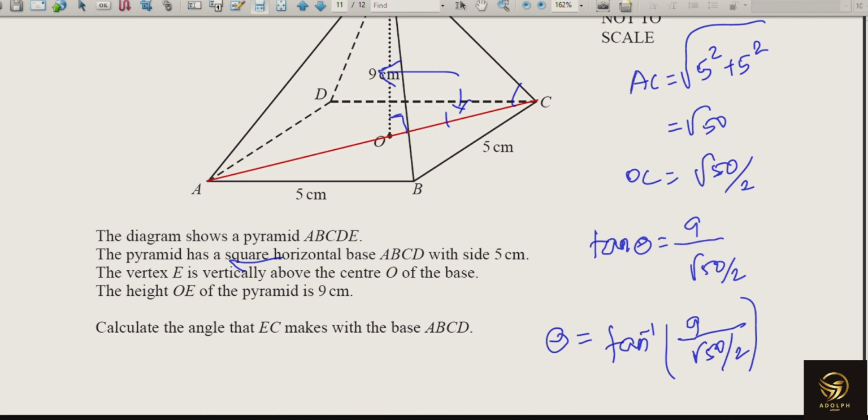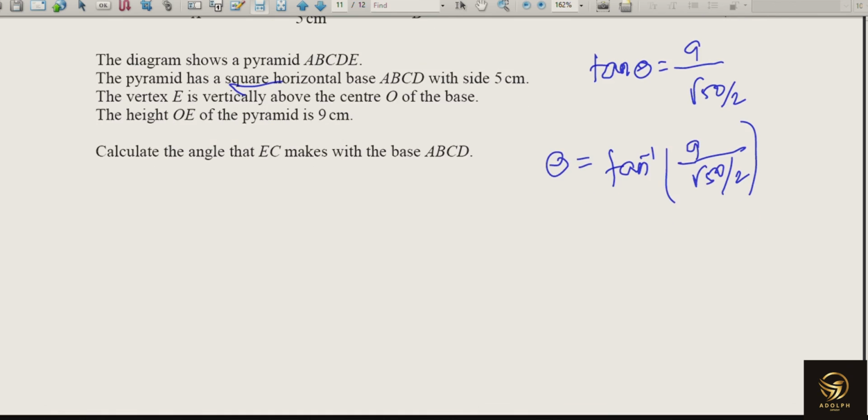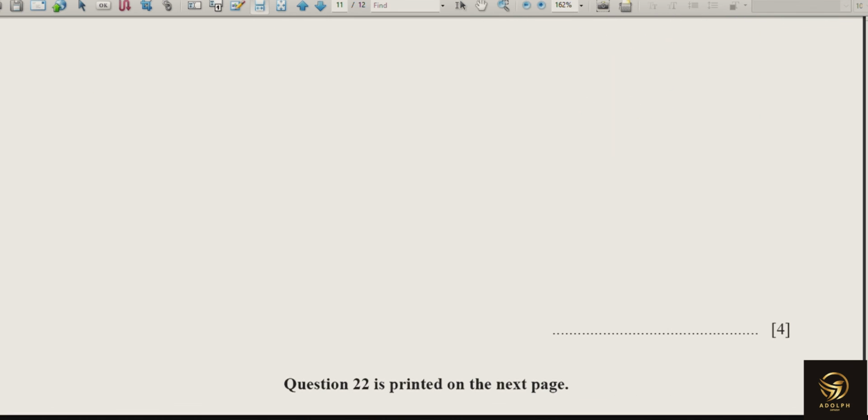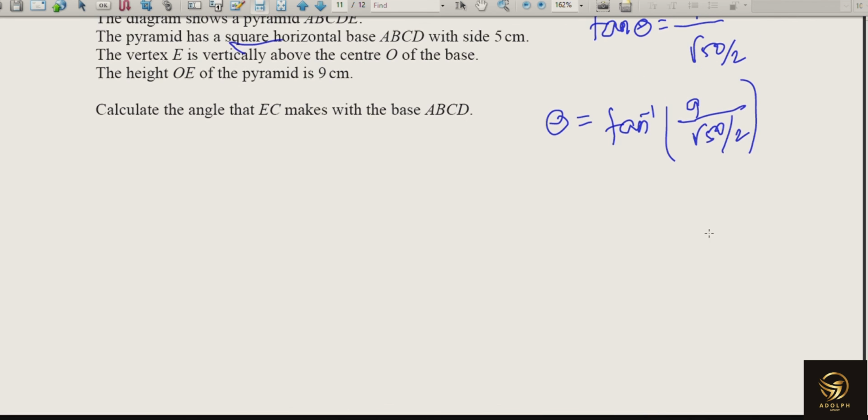We are going to use a calculator, so that is not a problem. So 9 divided by root 50 by 2. For this, actually, tan inverse I should find. I'm getting 68.55 as the answer, and this is also an angle, so I should round my answer to one decimal place. It's going to be 68.6.